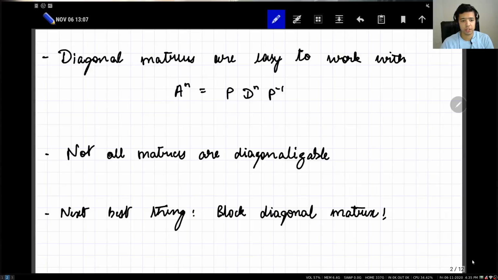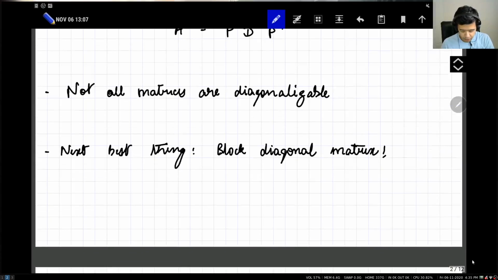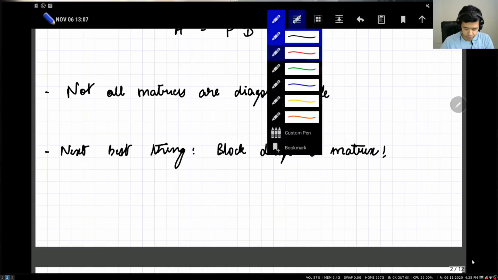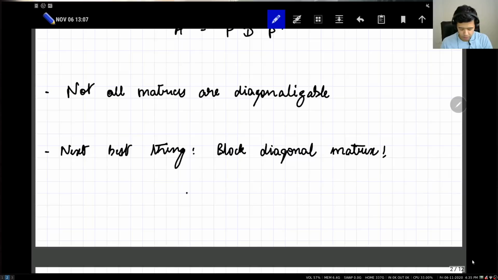Okay? But unfortunately, life is not good if the matrix is not diagonalizable. So what is the best that we can hope for? Can we still do something better than brute force computing A to the n? So it would be nice if the matrix were at least block diagonal. So for example, if we had A, which could be written as tiny blocks, A1, A2, up to say Ak.